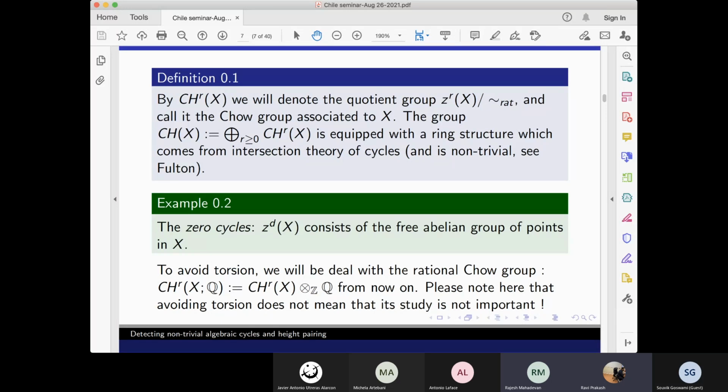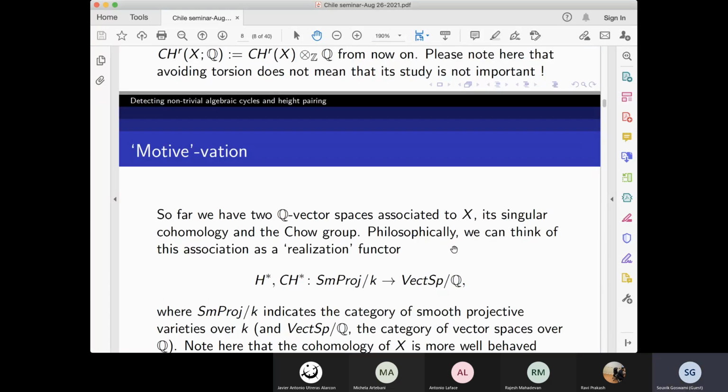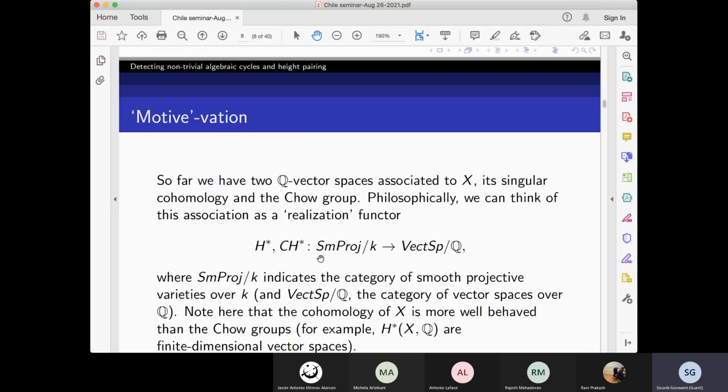Clear so far? Okay, good. Great. So as I was saying, on the one hand, we have the Chow group, and on the other hand, we have the cohomology group.